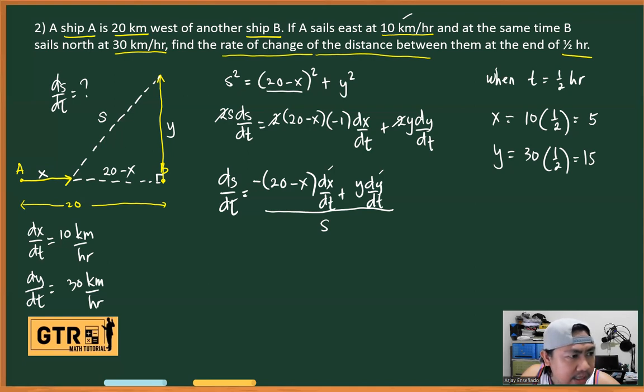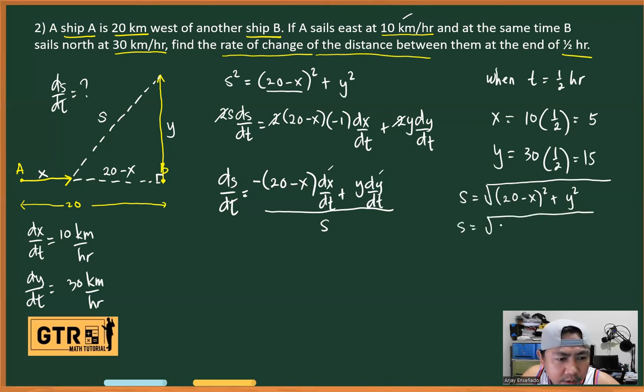So s is, when we solve for s, take the square root of both sides of this equation. So we have s is equal to, yung positive lang ang kukuhanin natin, square root of 20 minus x squared plus y squared. Then substitute the value of x and y. So we have s is equal to square root of 20 minus 5 squared plus y is 15 squared.